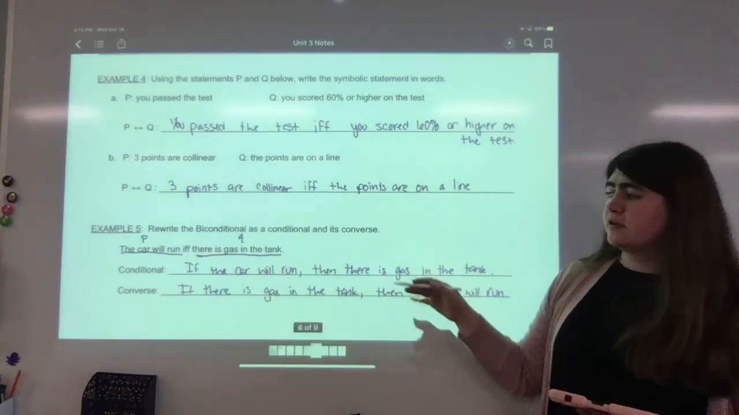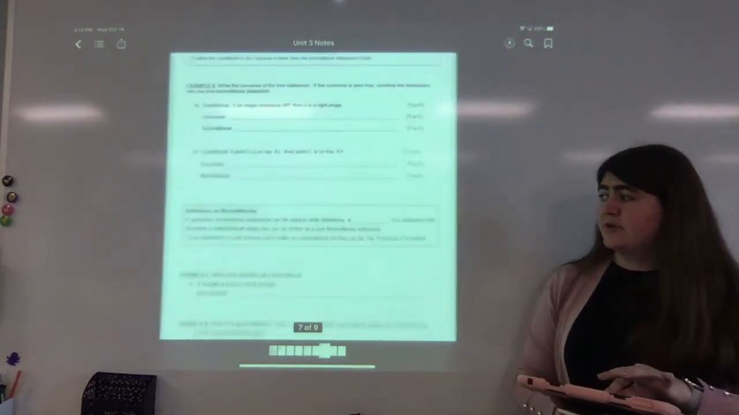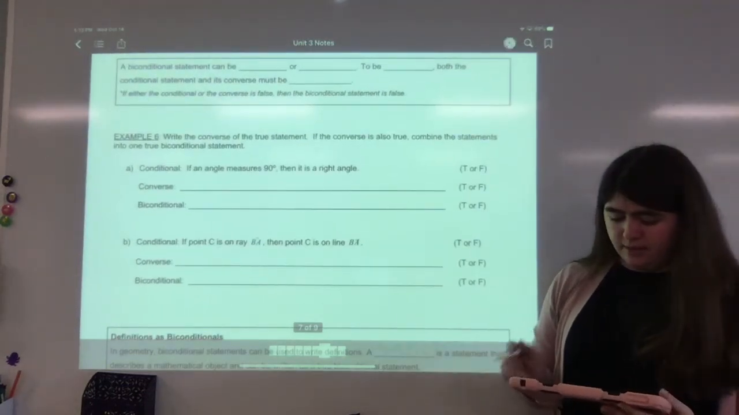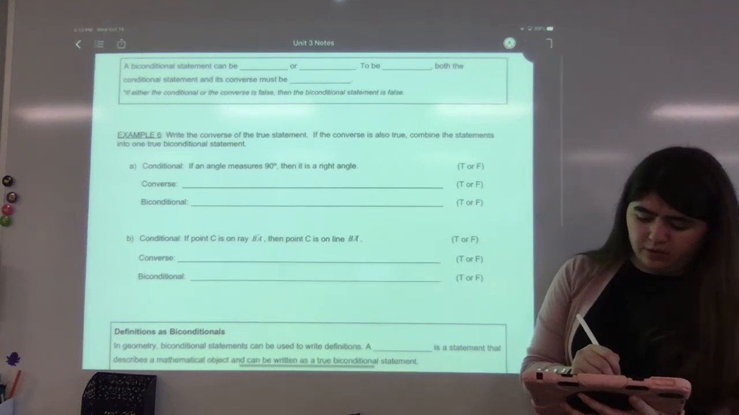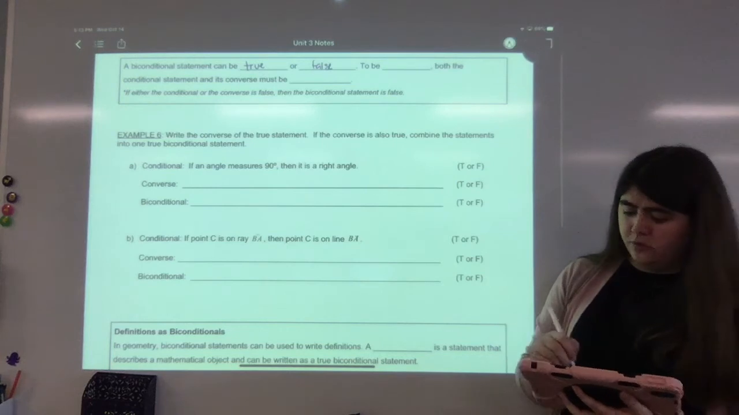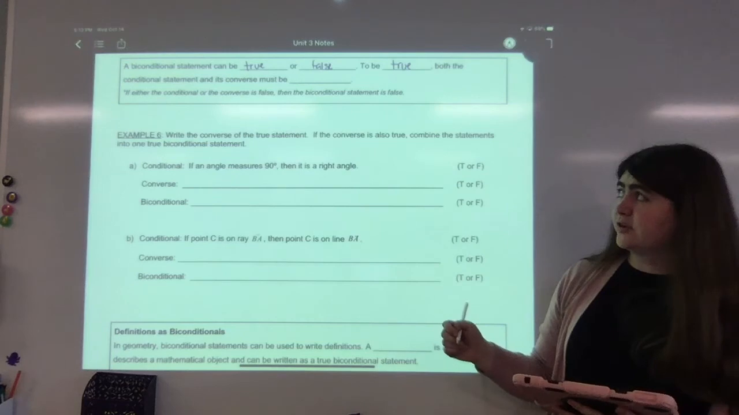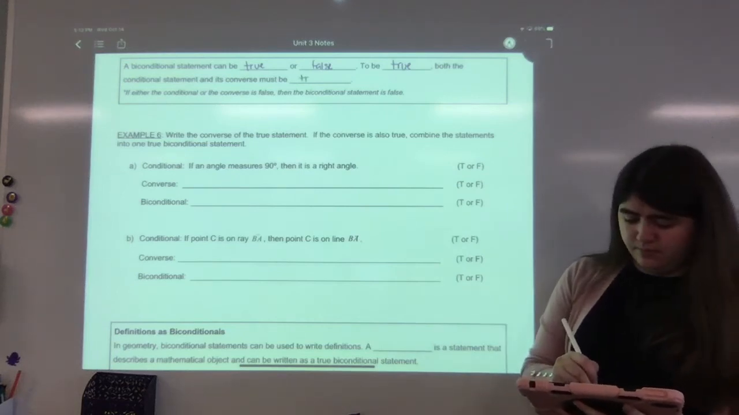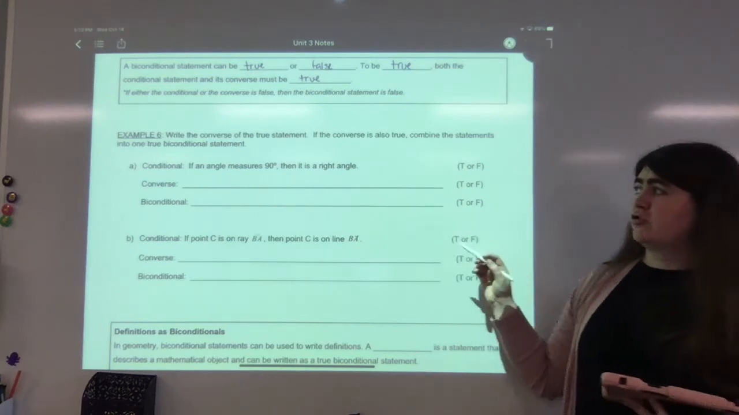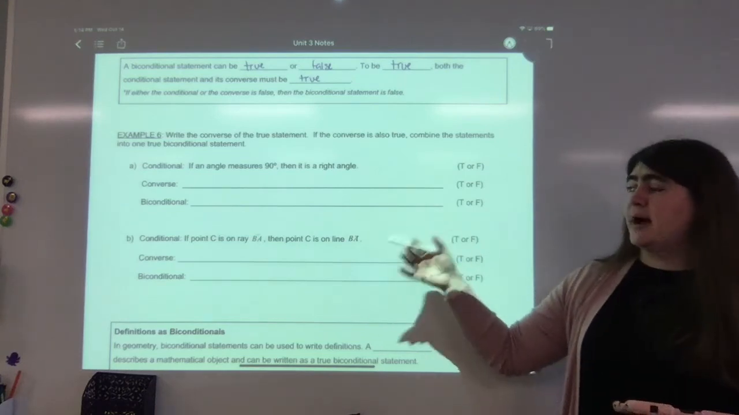All right, so this is our last example on this page. We're going to go ahead and flip the page because biconditionals have truth statements as well. So a biconditional statement can be true or false. To be true, both the conditional statement and its converse must be true. So let's look at an example. Write the converse of the true statement. If the converse is also true, combine the statements into one biconditional statement.